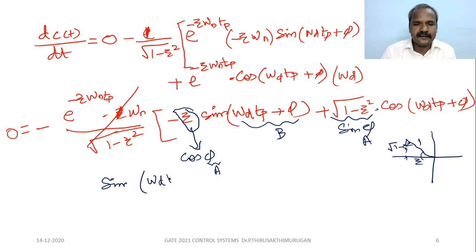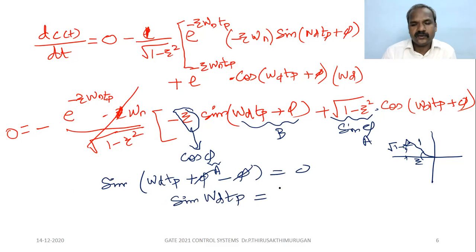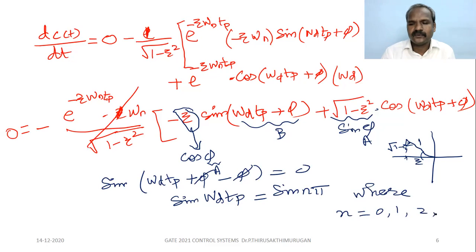omega d tp plus phi minus phi equal to 0. Phi cancels. So sine of omega d tp equal to sine n pi, where n equal to 0, 1, 2, 3, etc. So n equal to 1 for the first peak. Okay, first peak. So what do you get? We get omega d tp equal to pi.